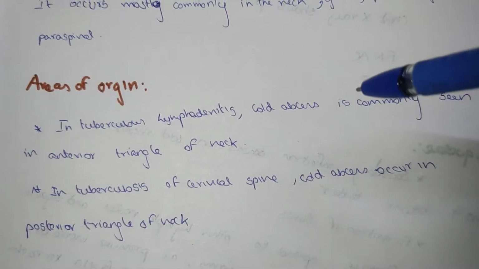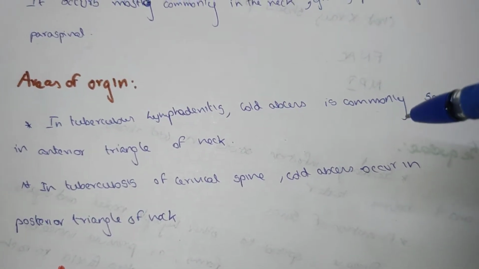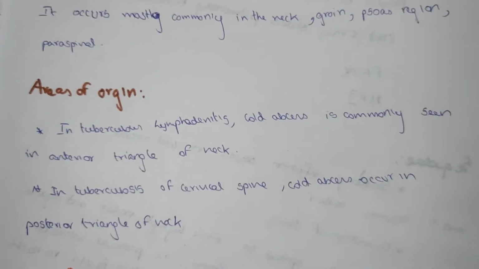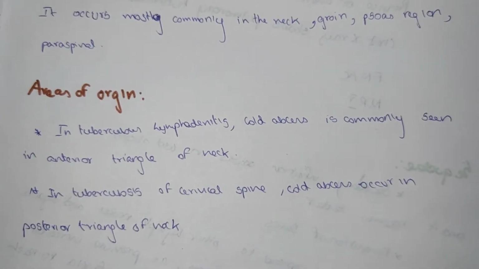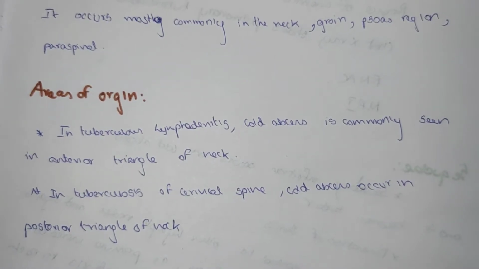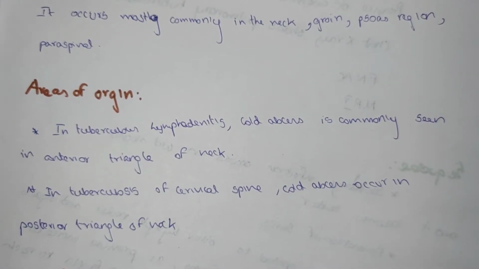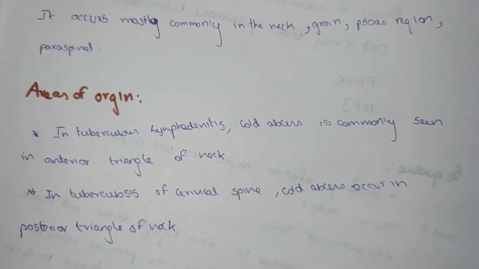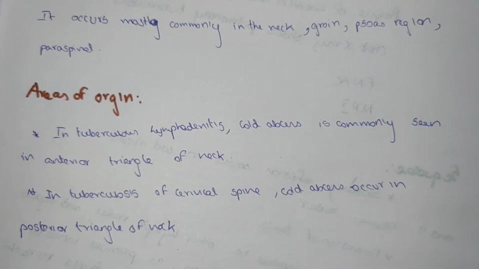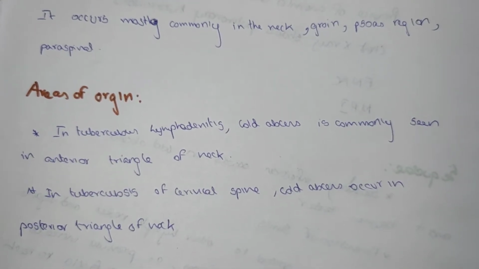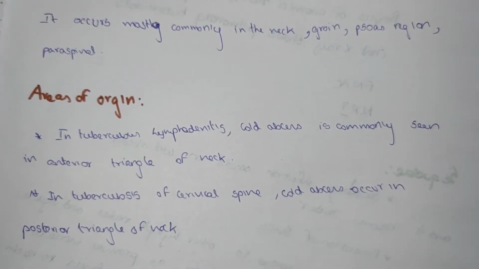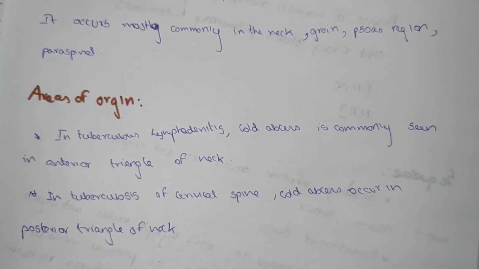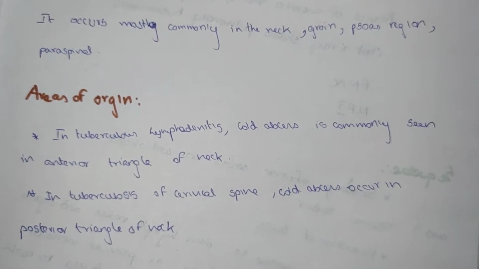Area of origin. In tuberculosis lymphadenitis, the cold abscess is commonly seen in the anterior triangle of the neck. In tuberculosis of the cervical spine, the cold abscess occurs in the posterior triangle of the neck.